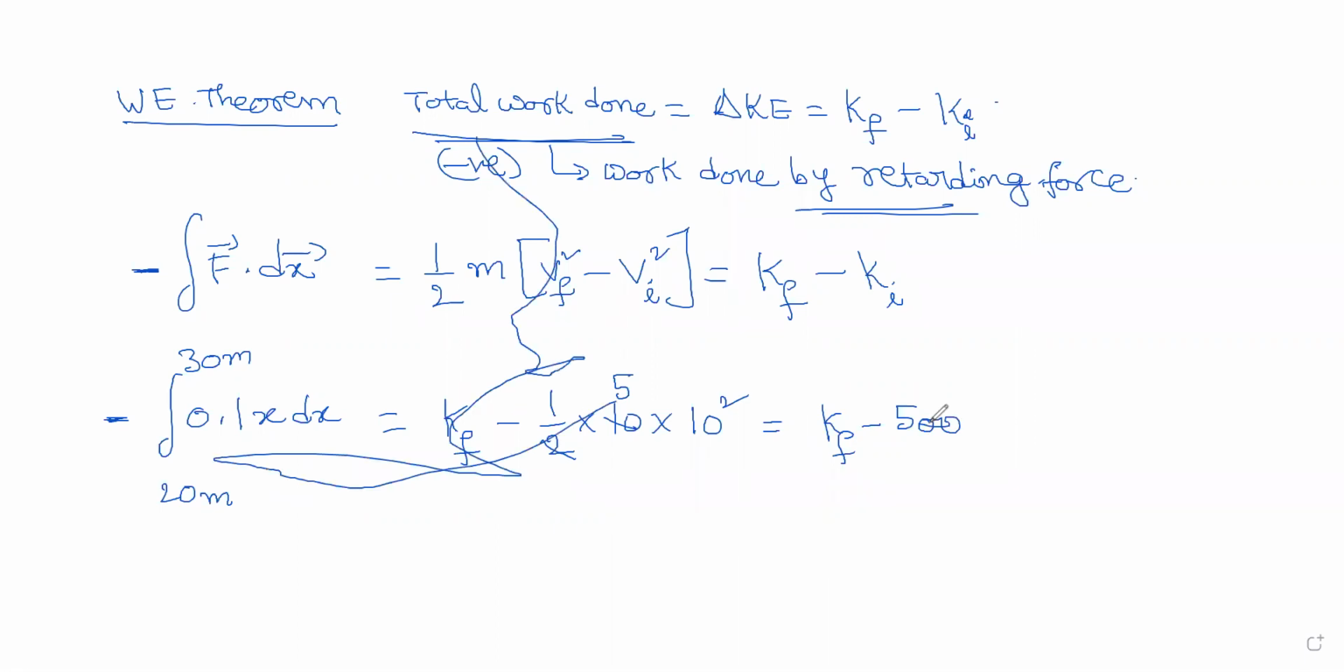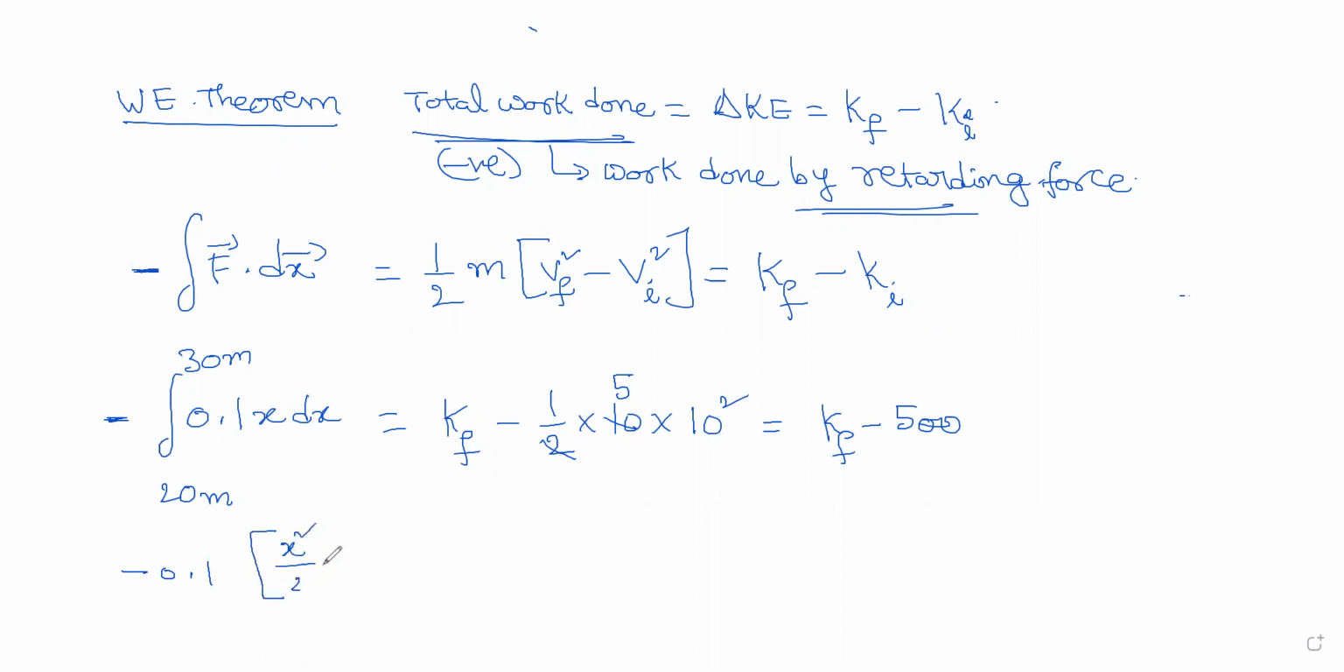And oh, what happened? Sometimes it does. Okay. My pen will dance sometimes. I don't know why. So you have minus 0.1 and then you integrate this part. What you get is x square by 2 and then you substitute 20 to 30. This side you have K final minus 500.